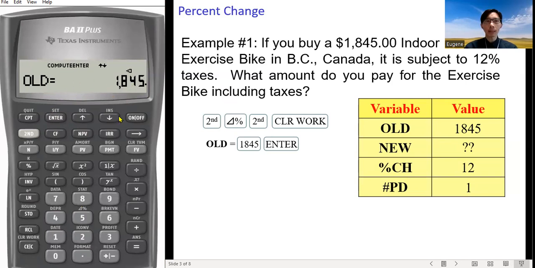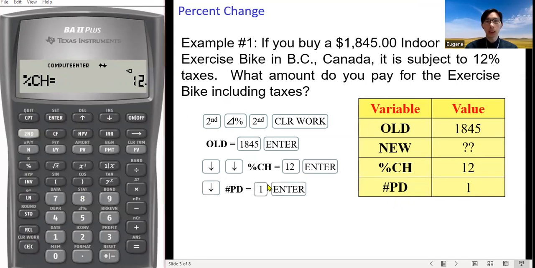Press the down button, we get to variable new, but we need to compute it. So we move on to the next variable by pressing the down arrow again. We get to %CH. The value is 12. So we enter 12 and then press enter. You can see the equal sign here. And then the next variable is PD. PD is 1. So press the down arrow, press 1, and then enter.